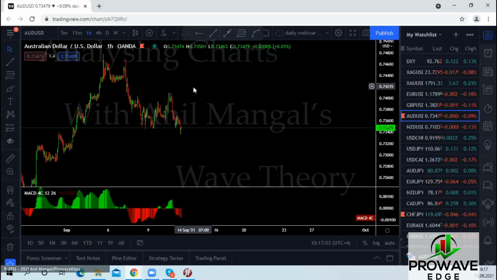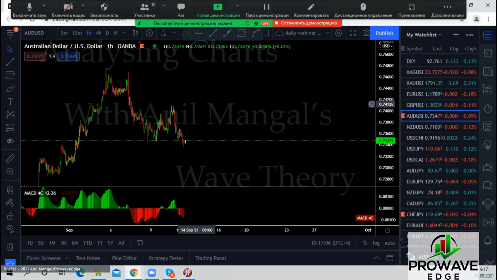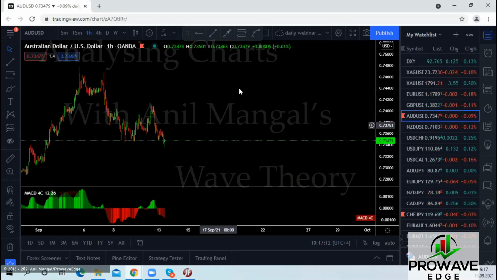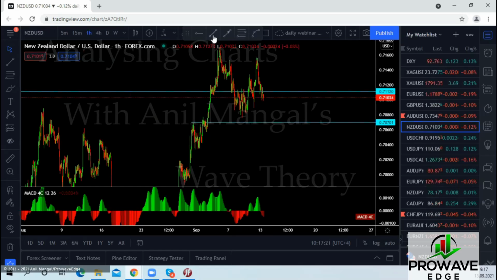But if they reverse from here, it will definitely be a buy setup. If you get a reversal here with a flag, this would be a buy setup. If you want a sell setup, wait for another flag. Breaks the low, make another flag. That will be your sell. New Zealand, same here. You're getting a sell setup.